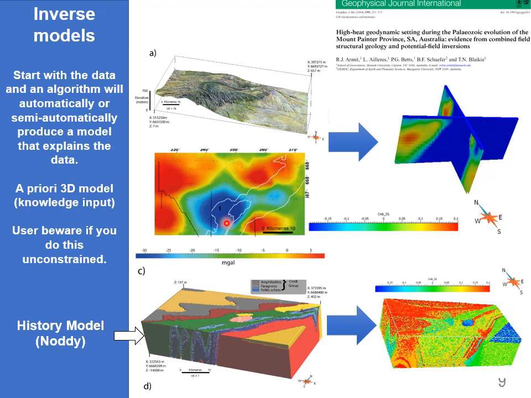When we apply inverse modeling processes to solving problems, we would really never do an unconstrained model. We always try and start with an a priori model, either constructed through implicit or explicit three-dimensional modeling approaches. In this case, we've got a historical model that Robin Arment built as part of his PhD project in the Mount Painter Inlier, to give you some sense of the differences in the outcomes of it.